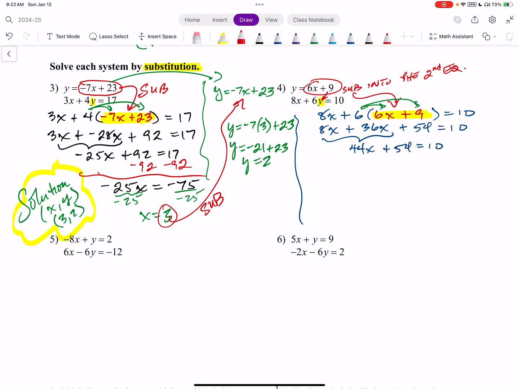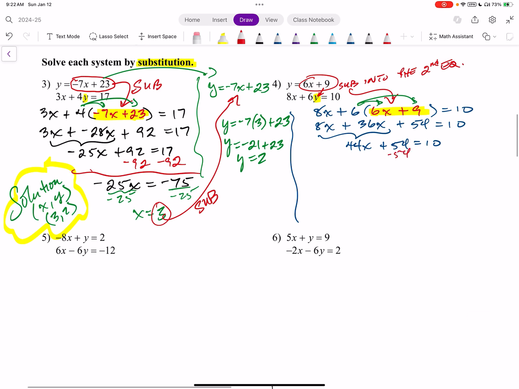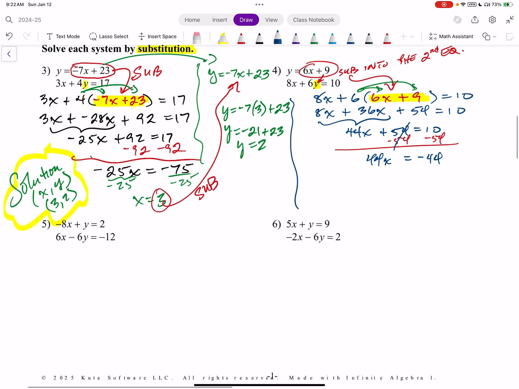All right, add the opposite. The opposite of 54 is negative 54. What do we get? We get 44x here. These opposites cancel to 0. 10 minus 54 is negative 44. And then you just ask yourself, 44 times one number equals negative 44, and the obvious answer is negative 1. So x has to be negative 1.